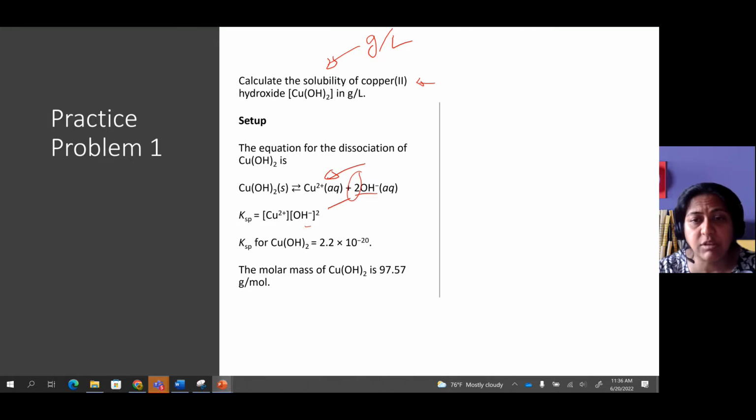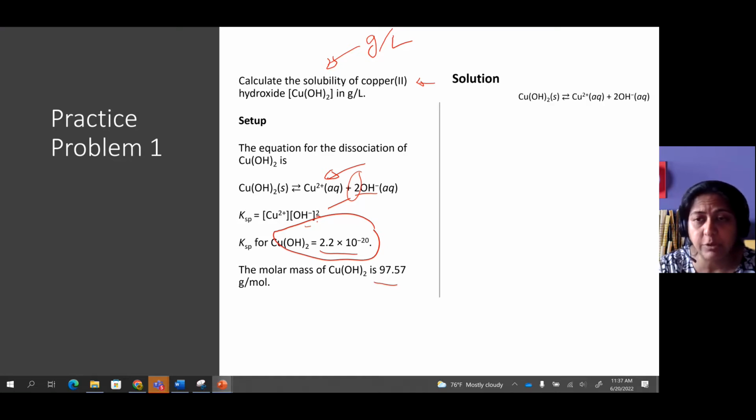Ksp is the concentration of copper 2 plus times the concentration of hydroxide ions squared, and the Ksp is equal to 2.2 times 10 to the negative 20th. The molar mass of copper hydroxide is 97.57. That is the information we should set up before we solve this problem. Let's solve. First we need to find the molar solubility using the Ksp of copper hydroxide.